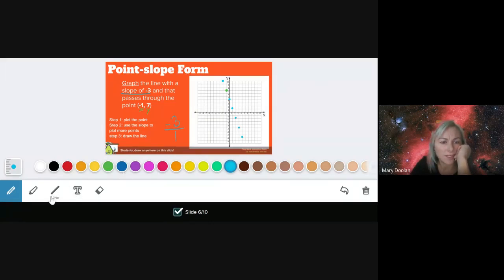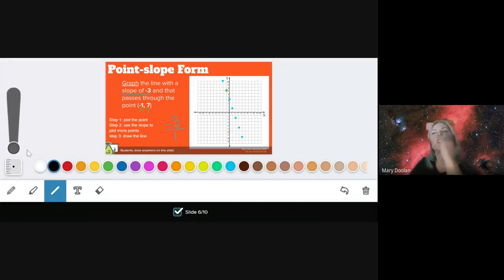And then the last thing I'd want to do is draw a line connecting these points. Okay. And so when you're drawing a line and using these tools, you can change how thick or thin your dot or line is. I'm going to use the thinnest option that I can for this line. And I'm going to line it up through my points. And anytime you draw a line, remember guys, it goes on forever. So I actually want to make the ends of my line have arrows to show that it does go on forever in both directions.